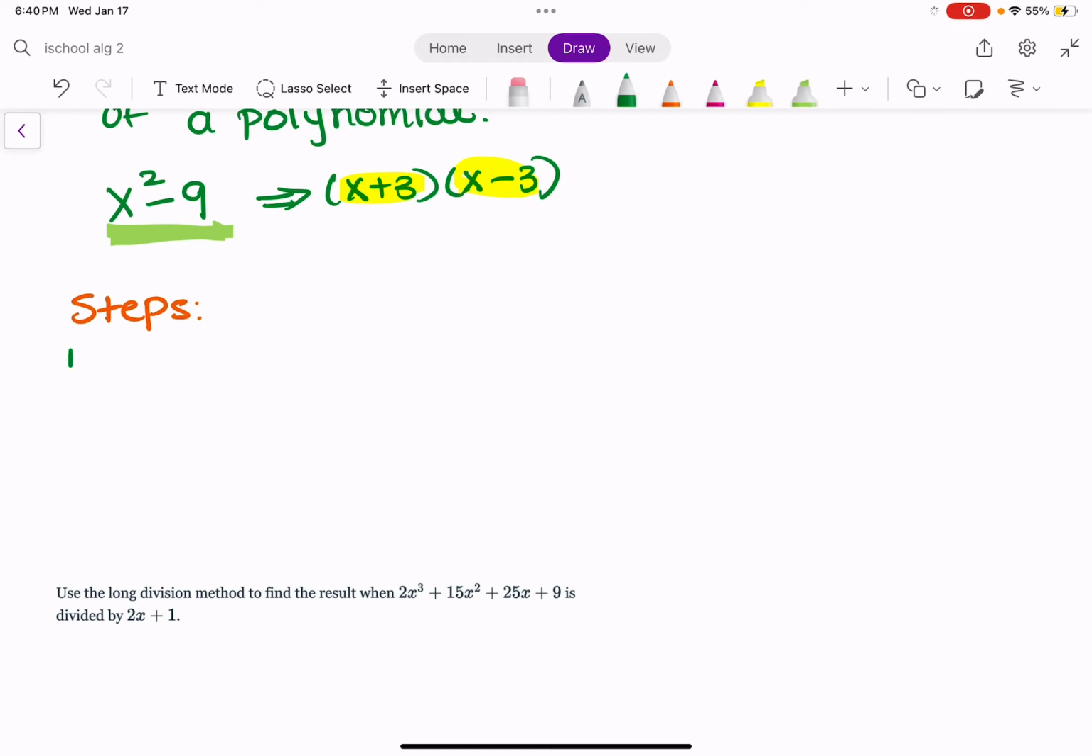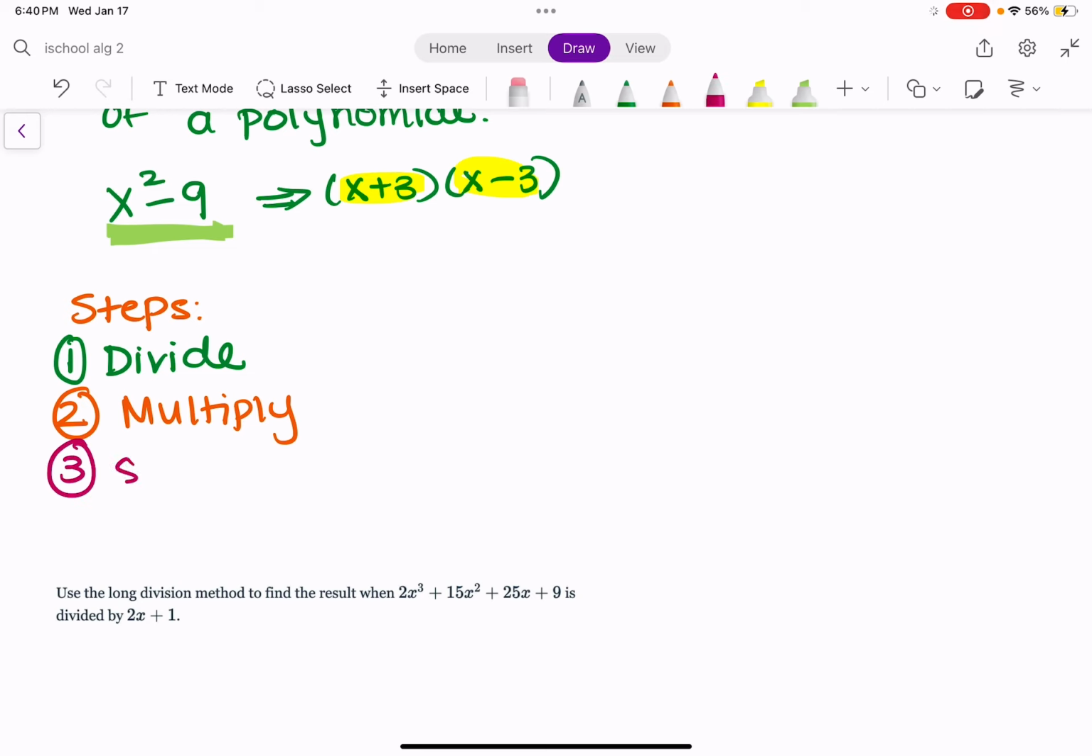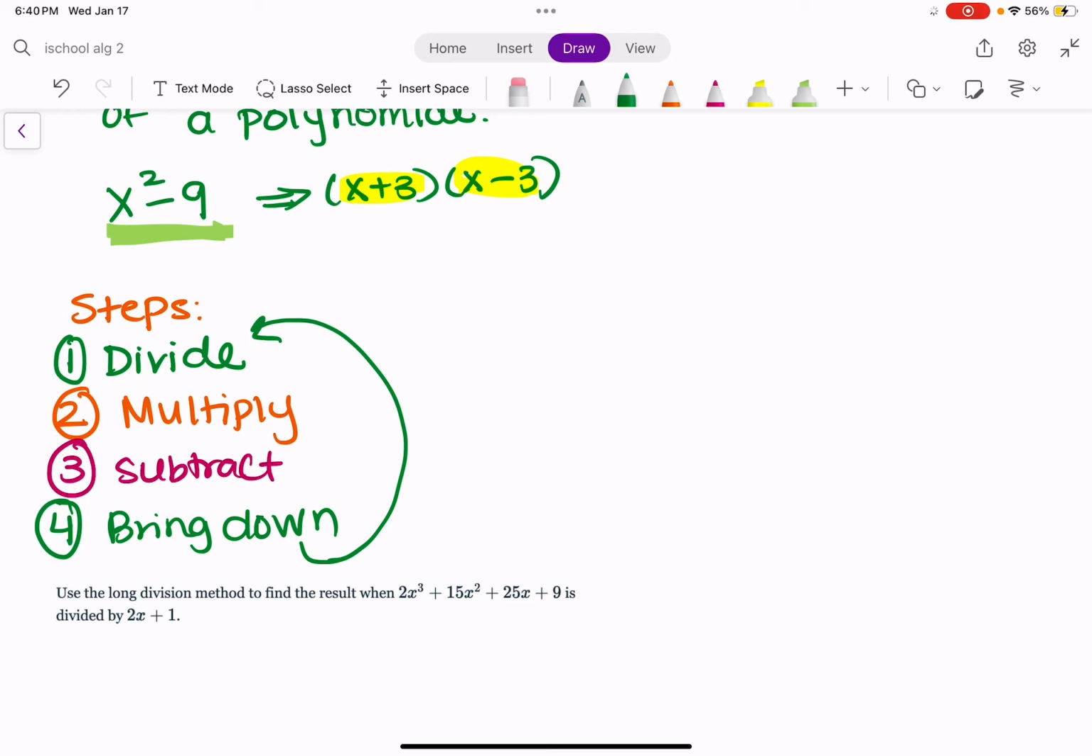messy. Okay, so the first step is divide, and I'm going to explain this way more in depth in a second. The second step is to multiply. The third step is to subtract. And then the fourth step is bring down. And then it basically repeats back to the first step, okay? And it basically just goes in a circle over and over again, okay?